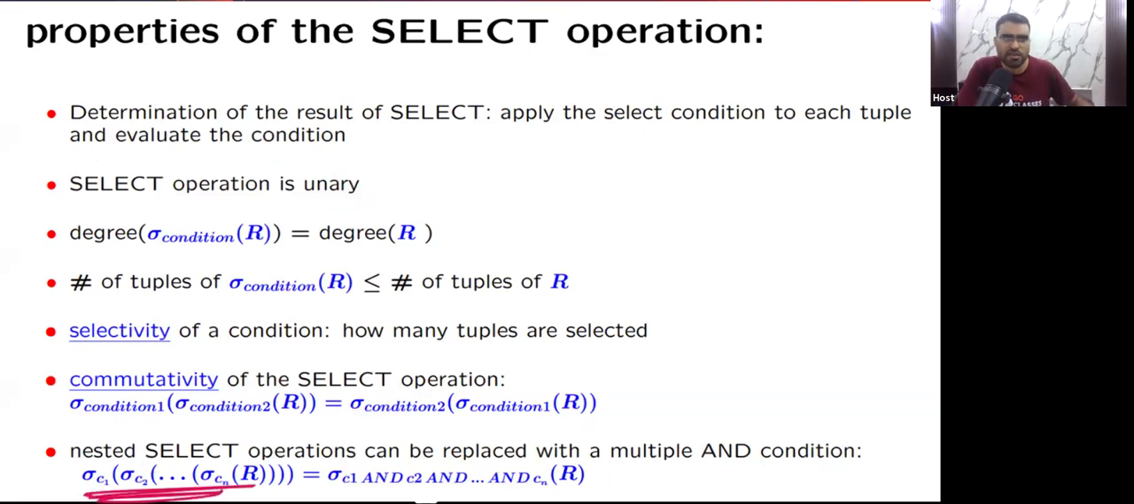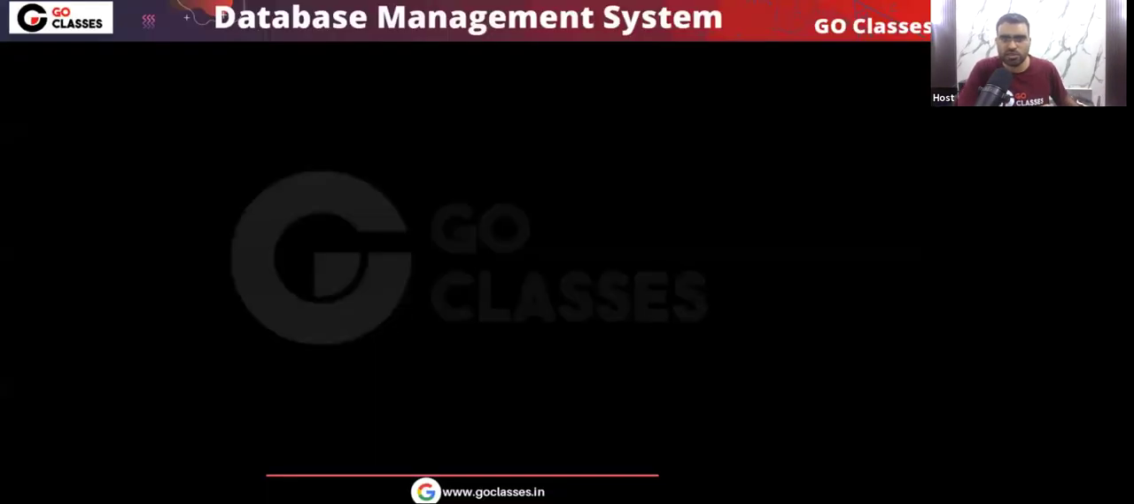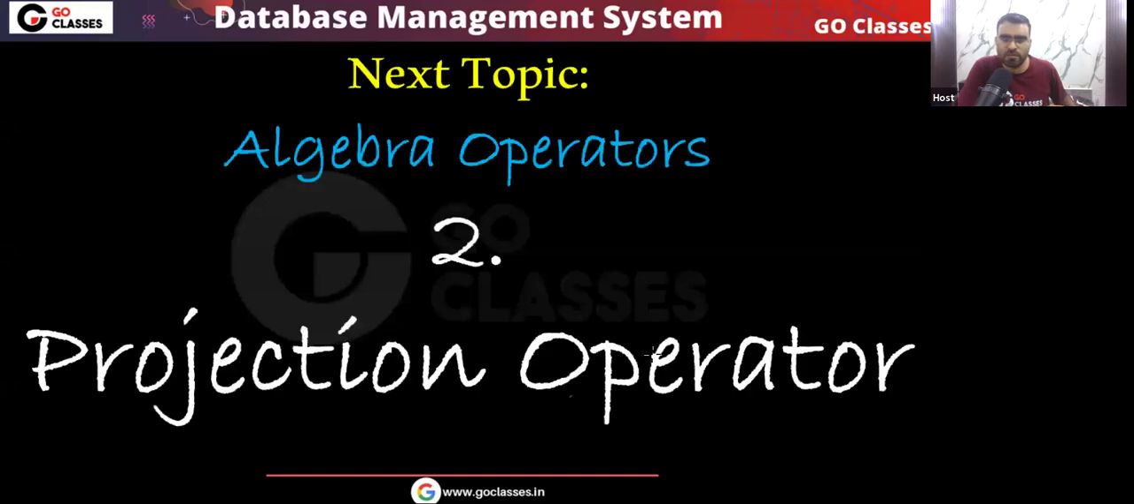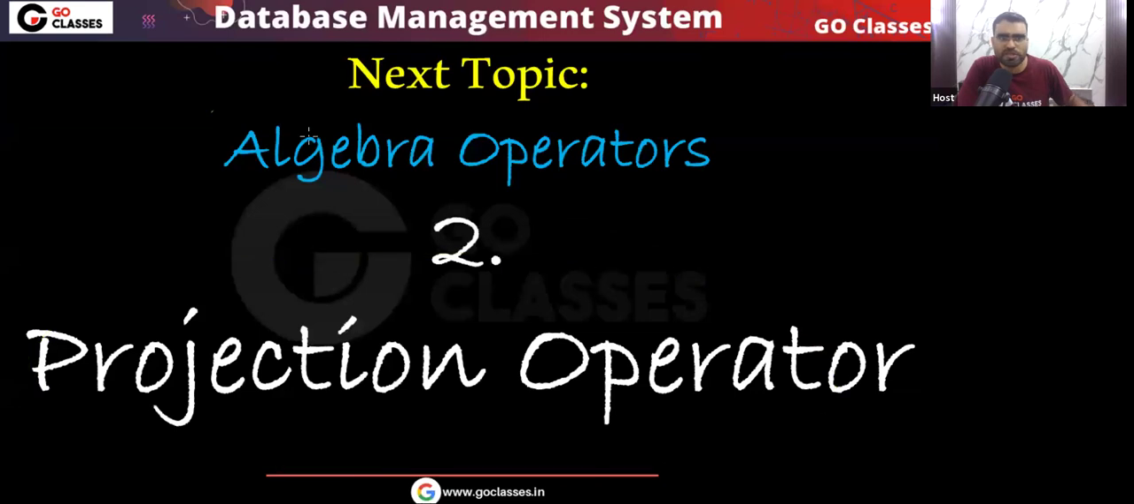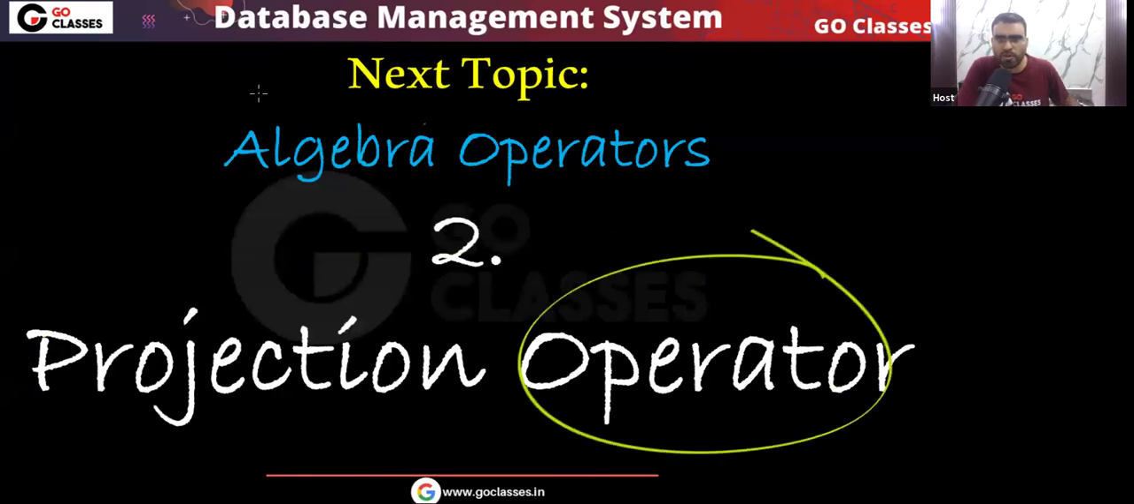Also, we have seen sigma C1, sigma C2, sigma Cn is the same as sigma of C1 and C2 and Cn. So all these important properties we have seen. So this is your selection operation. We have completed it. Please tell me, understood? Now we will study the projection operator. We have done the complete analysis of the selection operator, all the important properties. Now let's study the next operation, the projection operator.